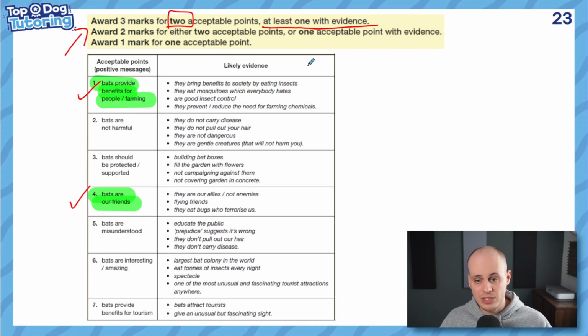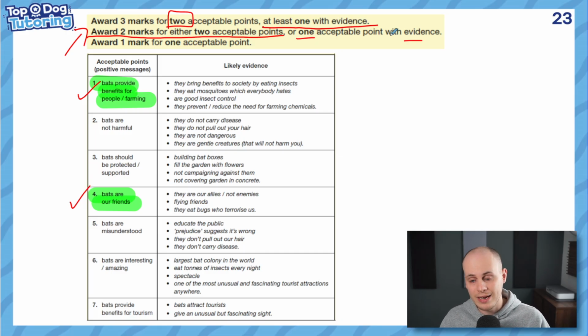So if I was running out of time and I'd made these points in my head, I thought, okay, they're good for farming and they're friendly. If I write those 2 things down, I've got 2 marks already. How mad is that? Look, award 2 marks for 2 acceptable points, or just 1 point with evidence. So at no point do you actually need both bits of evidence for all 3 marks.